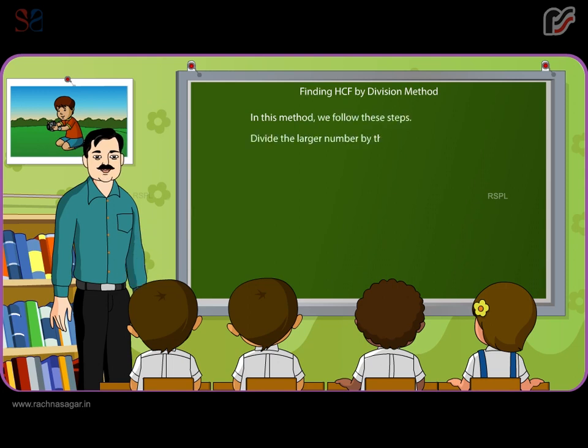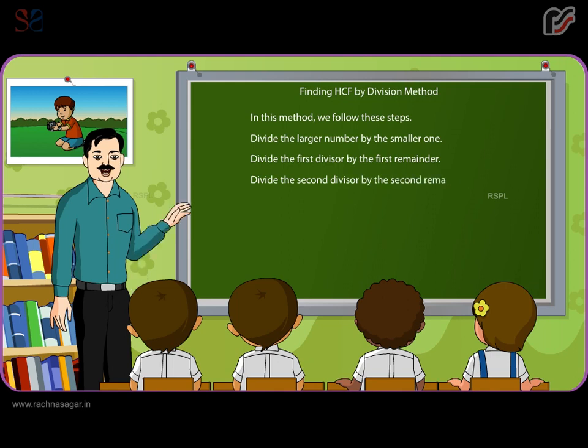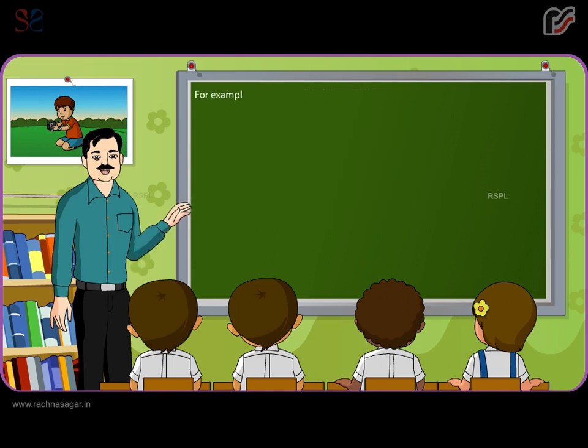Divide the larger number by the smaller one. Divide the first divisor by the first remainder. Divide the second divisor by the second remainder. Continue this process till the remainder becomes zero. The last divisor is the required HCF of the given numbers. For example, find the HCF of 136, 170, and 255 by division method.